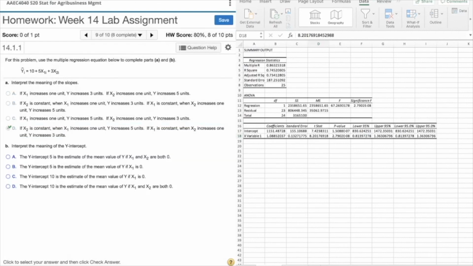And part B, to interpret the y-intercept. The y-intercept is equal to 10, so A, B are false. And it is equal to the estimate of the mean value of y only if x1 and x2 are both 0.